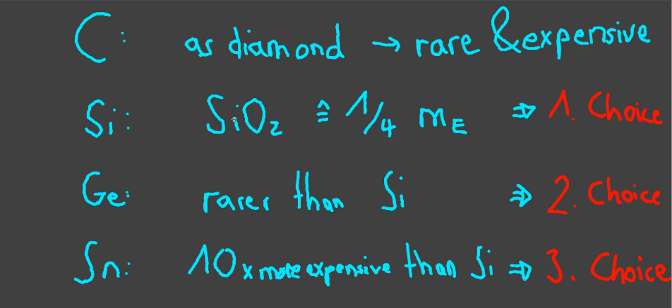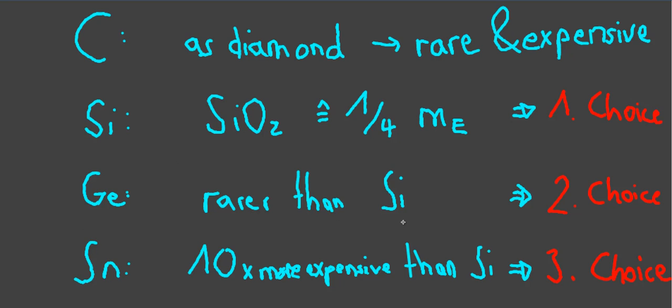so that's about 1/4 of the mass of the Earth, because it's actually all of our rocks and all of our sand and most of our glass that is made of SiO2, or silicon dioxide. So it's our first choice because it's so common and so inexpensive.